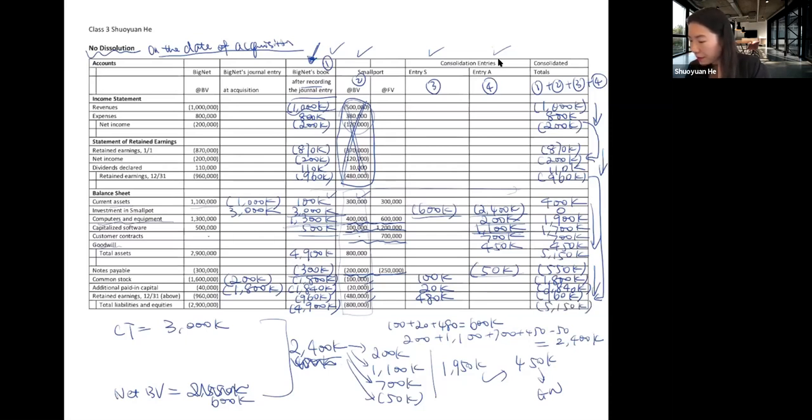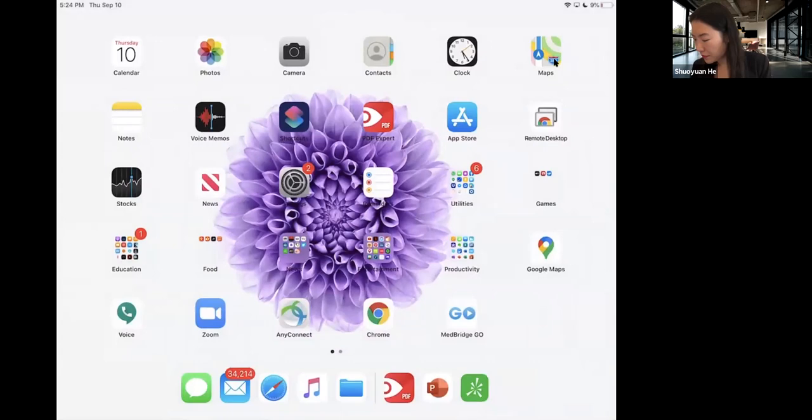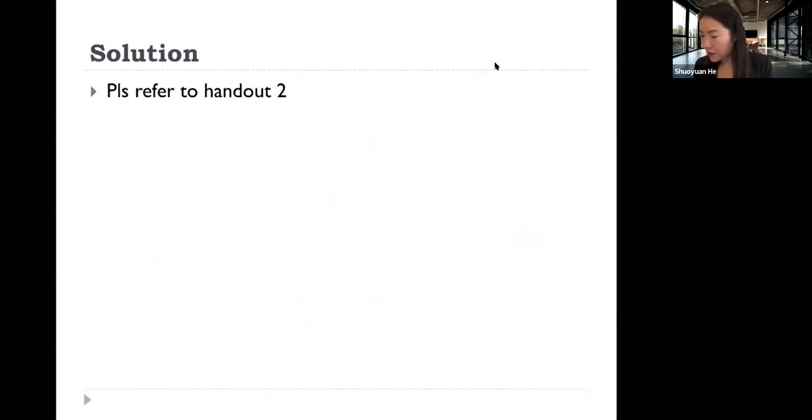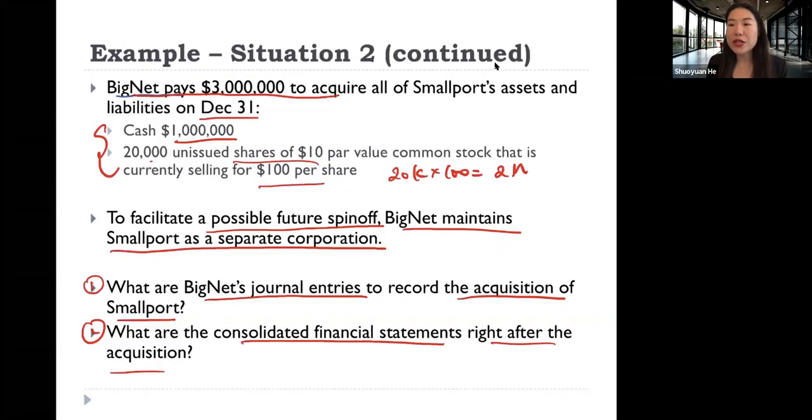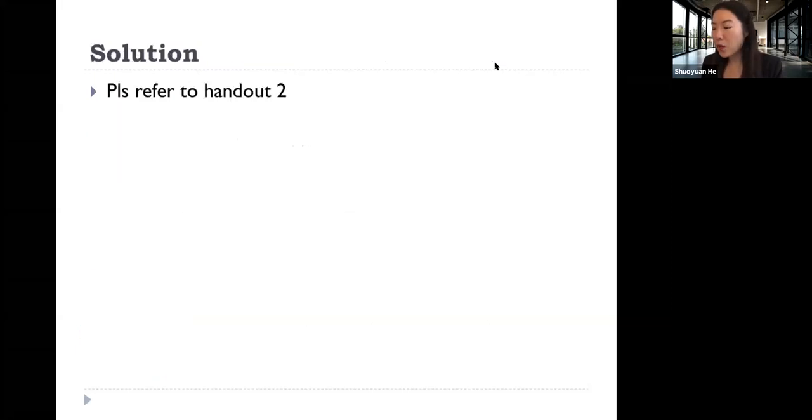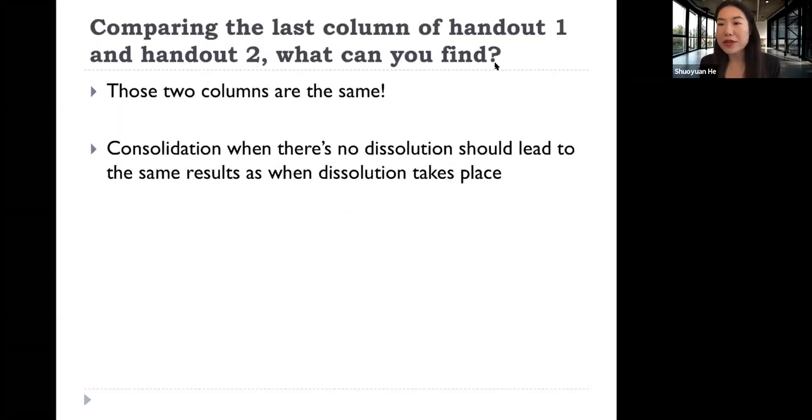And then these two numbers should equal. If it doesn't equal, that means there's something wrong. Your consolidated balance sheet should balance. So this is what we do under the second situation when there's no dissolution.